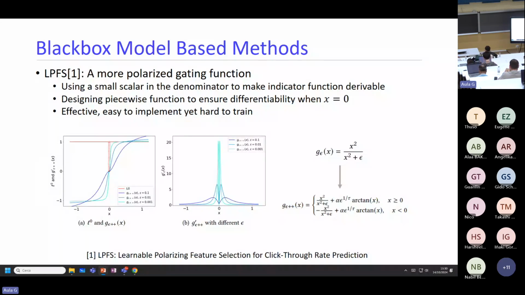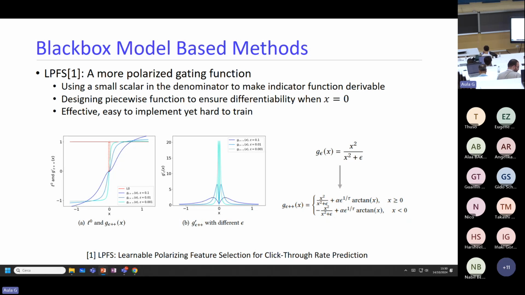So the answer is yes. The next technique, called RPFS, is trying to use a more polarized gating function to turn the feature importance estimation problem into a 0-1 selection problem. The gate they are using is listed on the right side of the slide.